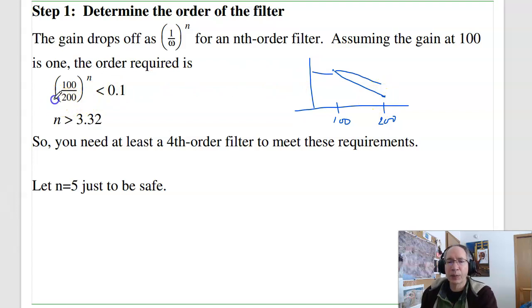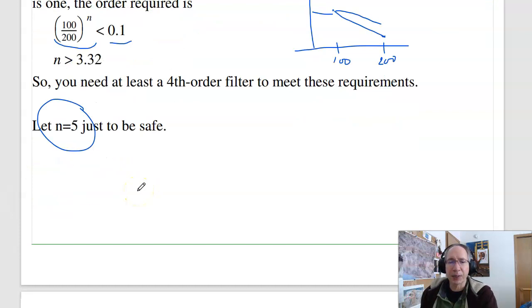The number of poles I need is how many poles do I need so the gain drops off by 90% when I double the frequency. If I solve, I get n is 3.32, meaning I need at least a 4th order filter. From before, it's just as easy to build a 5th order filter as a 4th order filter, so heck, let's make it a 5th order filter. So n equals 5. That's my first step.